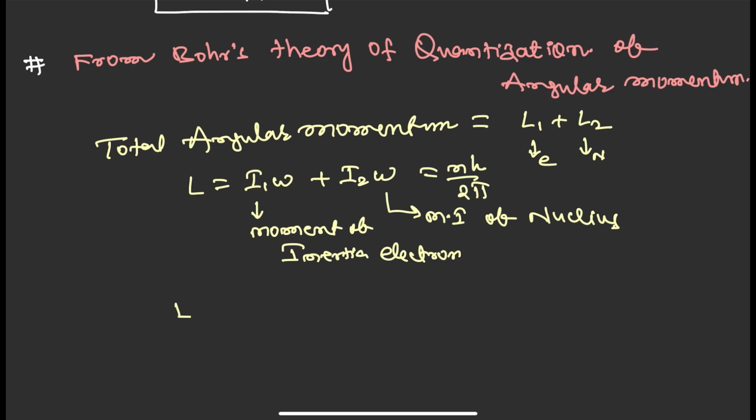So now L is equal to I1 omega plus I2 omega. The general formula for moment of inertia is m r square. So I1 is m r1 square into omega, and I2 is capital M r2 square into omega. So now m r1 square omega plus capital M r2 square omega is equal to nh by 2 pi.